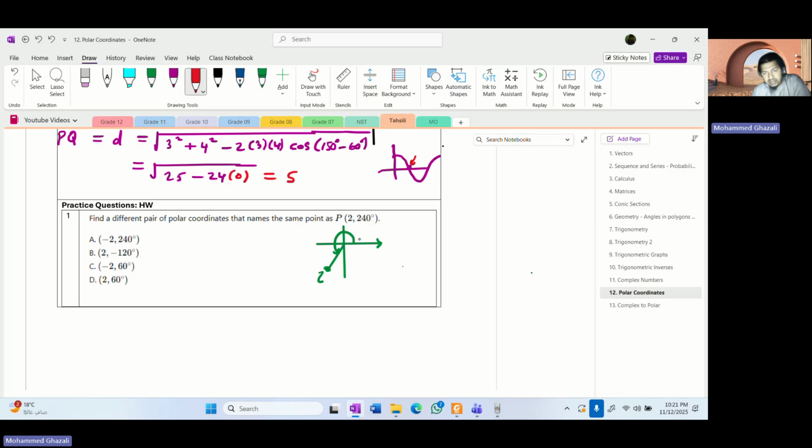Now, you can also go in the negative angle. So it can be negative 120. So where's negative 120? 2 and negative 120. Yeah, that's perfect.